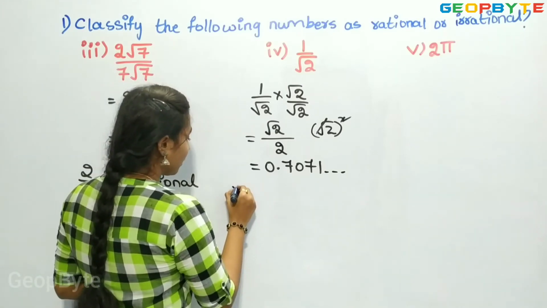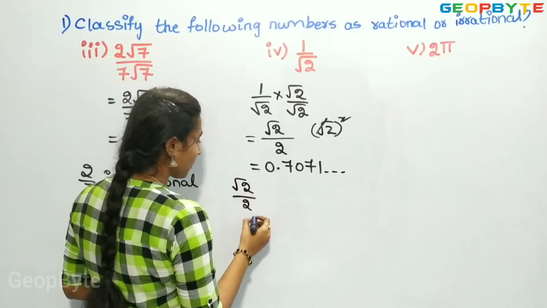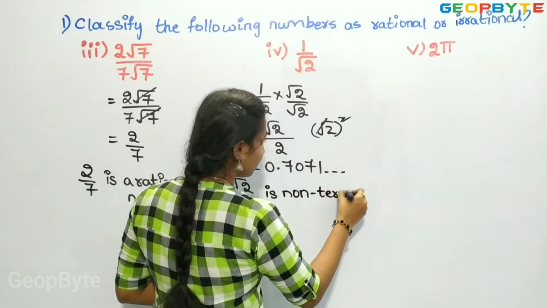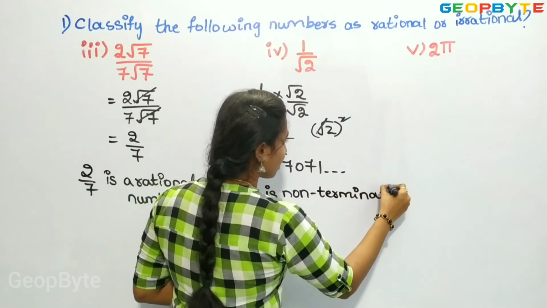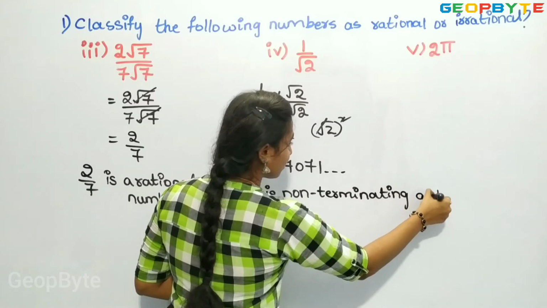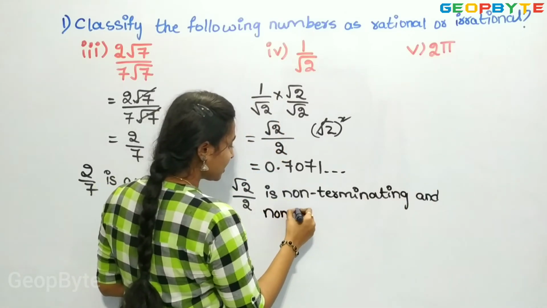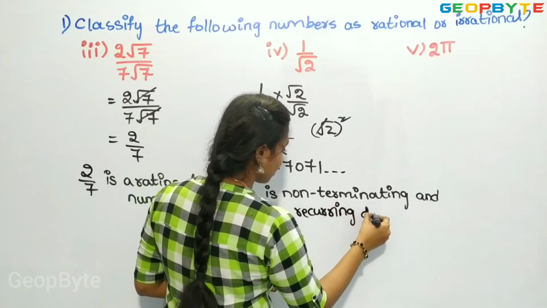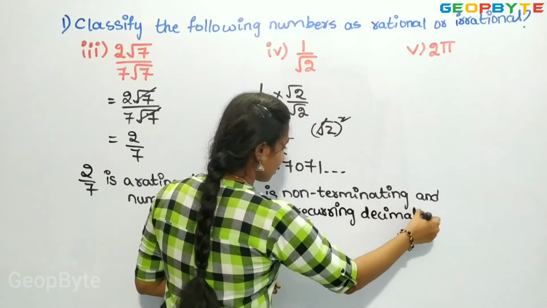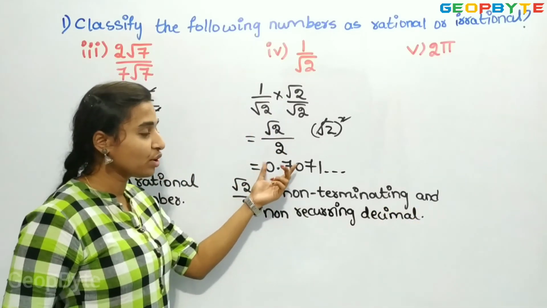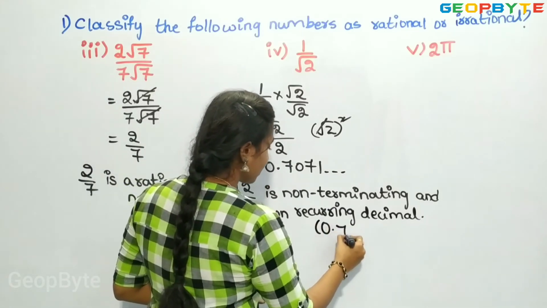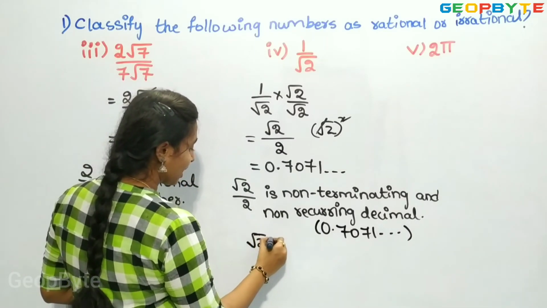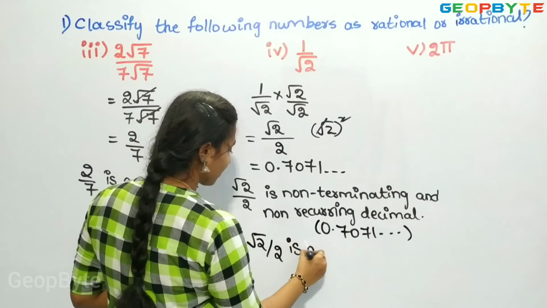So root 2 by 2 is a non-terminating and non-recurring decimal. That is, we got the value of this as 0.7071 and so on. So root 2 by 2 is an irrational number.